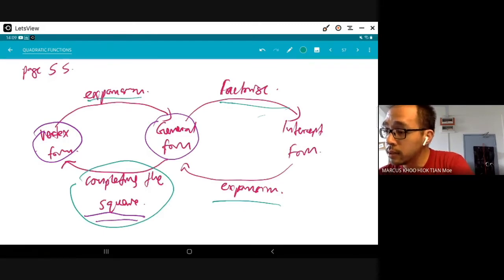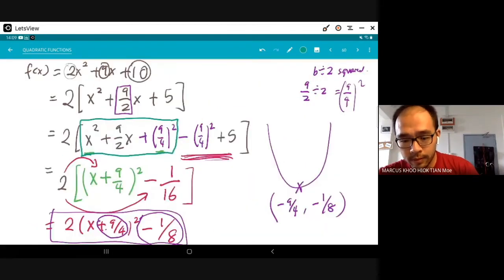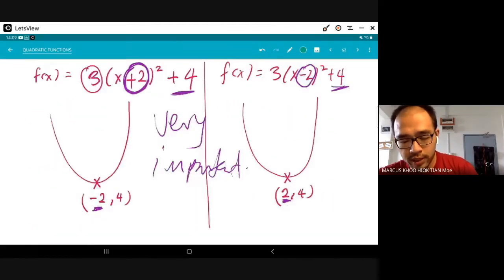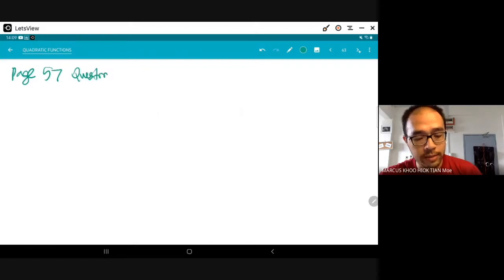Okay, take a look at page 57. I want to do question number 2, page 57. Kita buat ni sama-sama so that you don't have to do this as a homework lah.